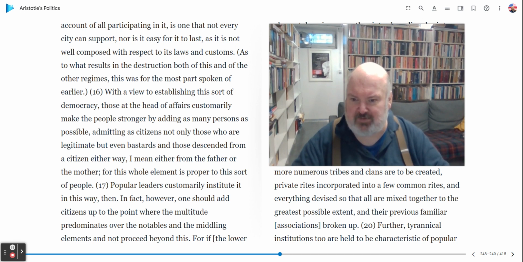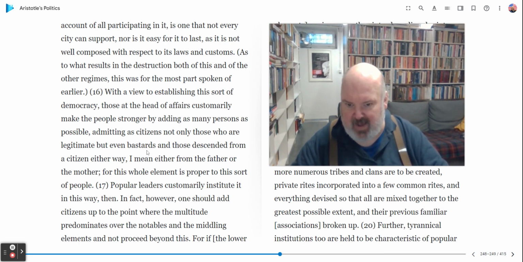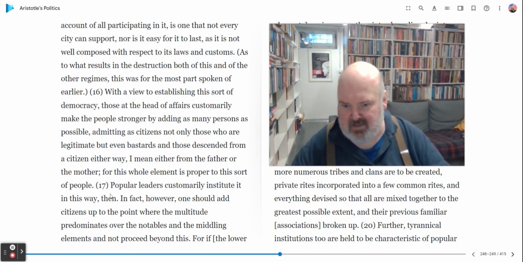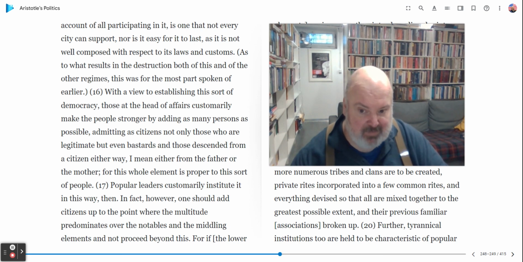With a view to establishing this sort of democracy, those at the head of affairs customarily make the people stronger by adding as many persons as possible, admitting as citizens not only those who are legitimate, but even bastards, and those descended from a citizen either from the father or the mother. This whole element is proper to this sort of people. In other words, illegitimate children and things like this. Popular leaders, demagogues, constantly instituted this.